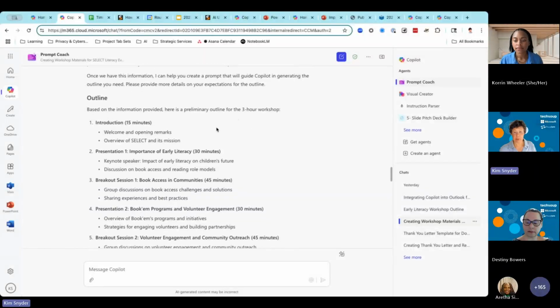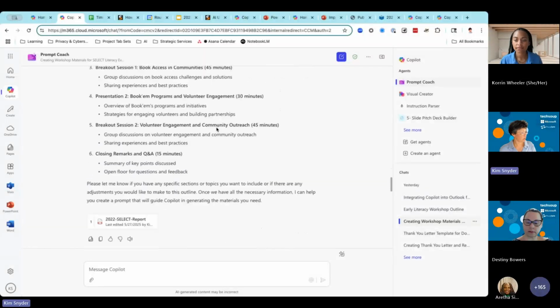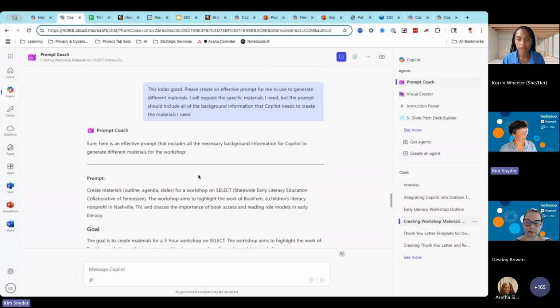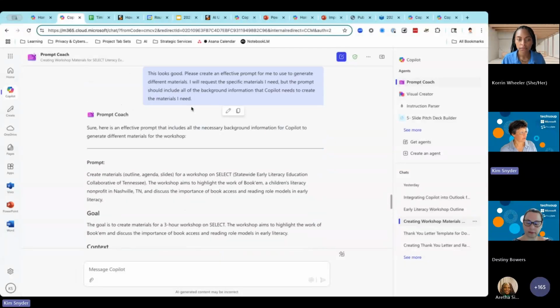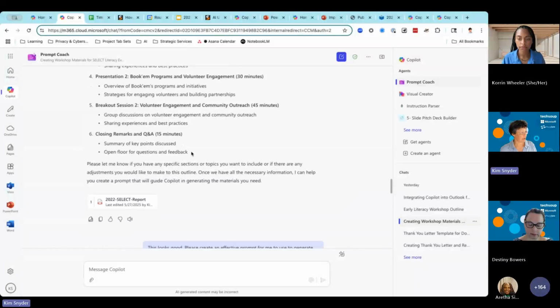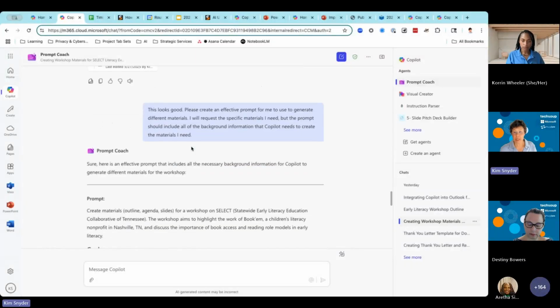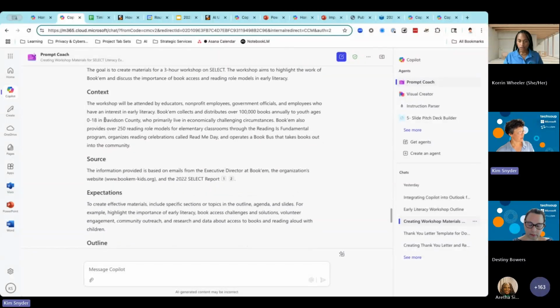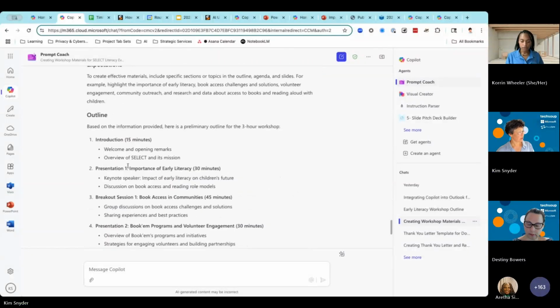So here's a preliminary outline. And then this looks good. Okay, so now I want a prompt for different materials. So it gave me this as an example. That was okay, but I actually want to be able to make different types of things, like slides and an outline and workshop topics and discussion questions, all that kind of stuff. So then it reshaped it into this prompt.